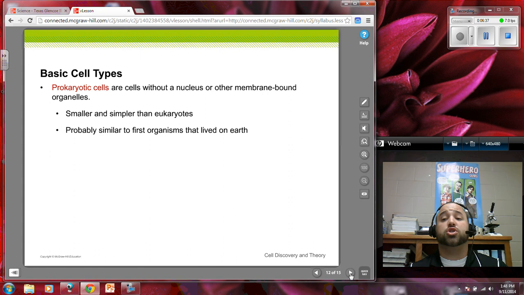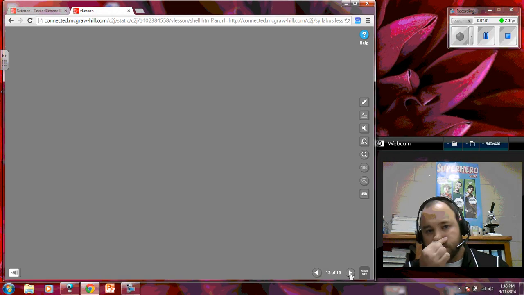When you look at an image, you should be able to see a distinctive difference between the two. It's not something that should confuse you. If you see organelles inside or a nucleus, bam, automatically eukaryotic. If you see none of that, it's just DNA, cytoplasm, which we'll learn about, it's just the goo inside, ribosomes and a plasma membrane, then that's a prokaryotic cell. They're probably similar to the first organisms that lived on Earth. We'll get into that.